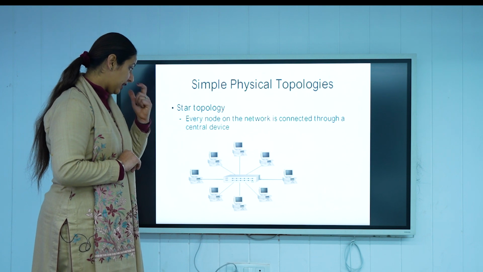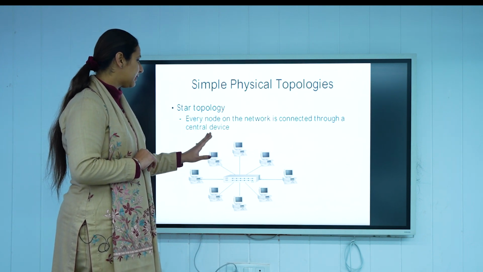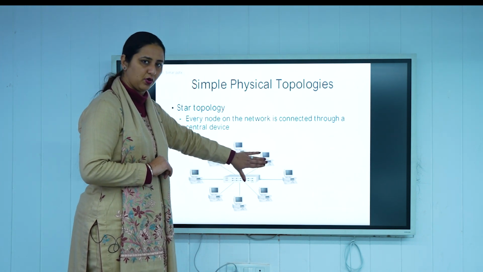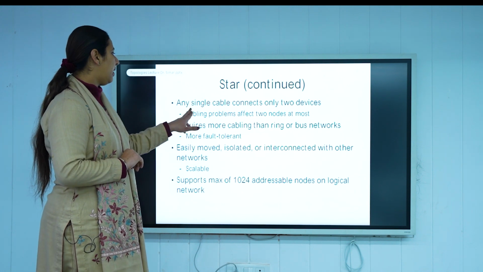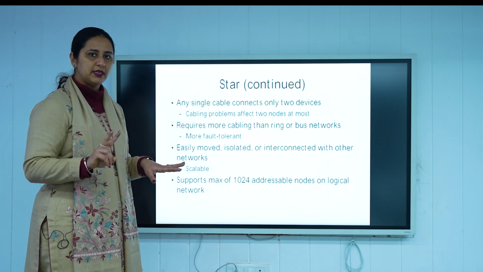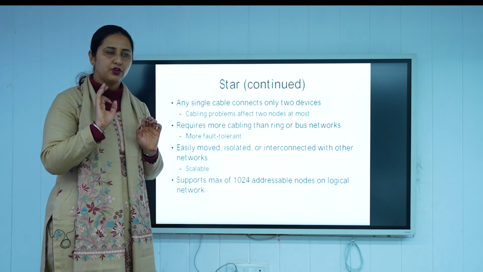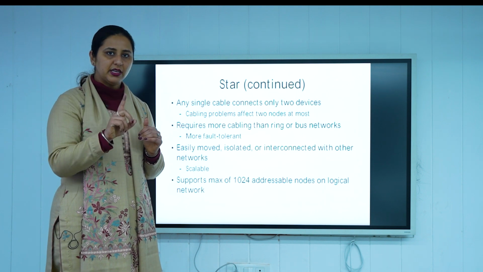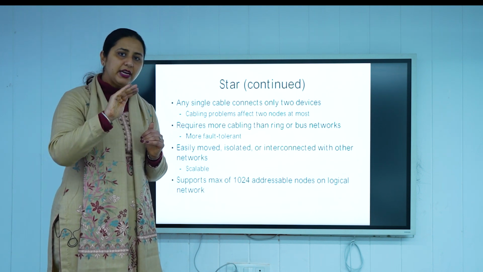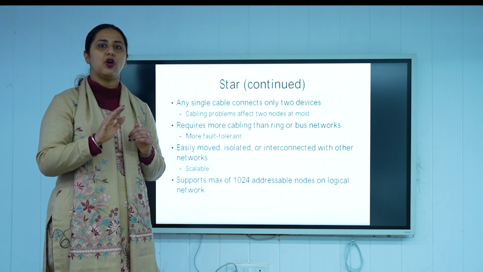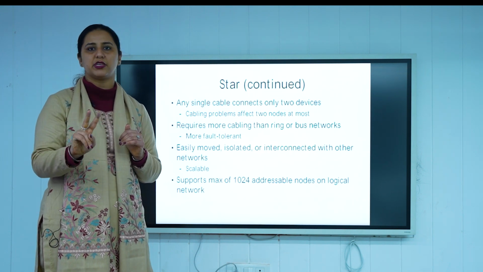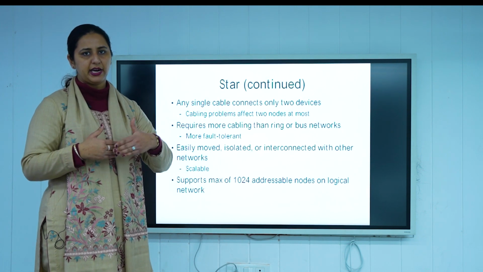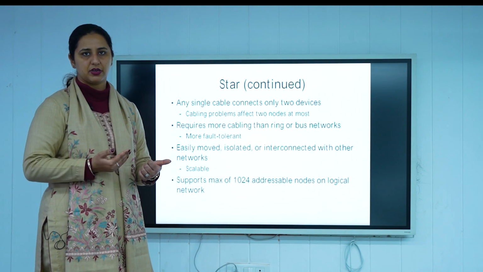So in star topology, as I've told you, each and every node is connected to the others through the central device called a hub. Any single cable connects only two devices, because a cable problem affects a maximum of two nodes. If any cable stops working, it is not going to affect the whole network, as only two nodes are connected with a single cable. Then you can easily remove or add any node at any point of time with the central hub. That is an advantage.